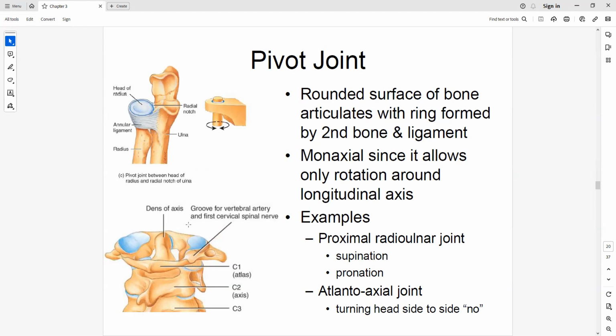We had very few pivot joints in the lab. In the second lab, we may have mentioned the dens and the articulation with the atlas as a pivot joint. In the lab, we mentioned more specifically the head of the radius in the radial notch of the ulna. Although in the lab, we don't have these ligaments pictured, the head of the radius is pivoting in the radial notch. This allows supination and pronation. We'll be seeing these movements in just a few minutes.